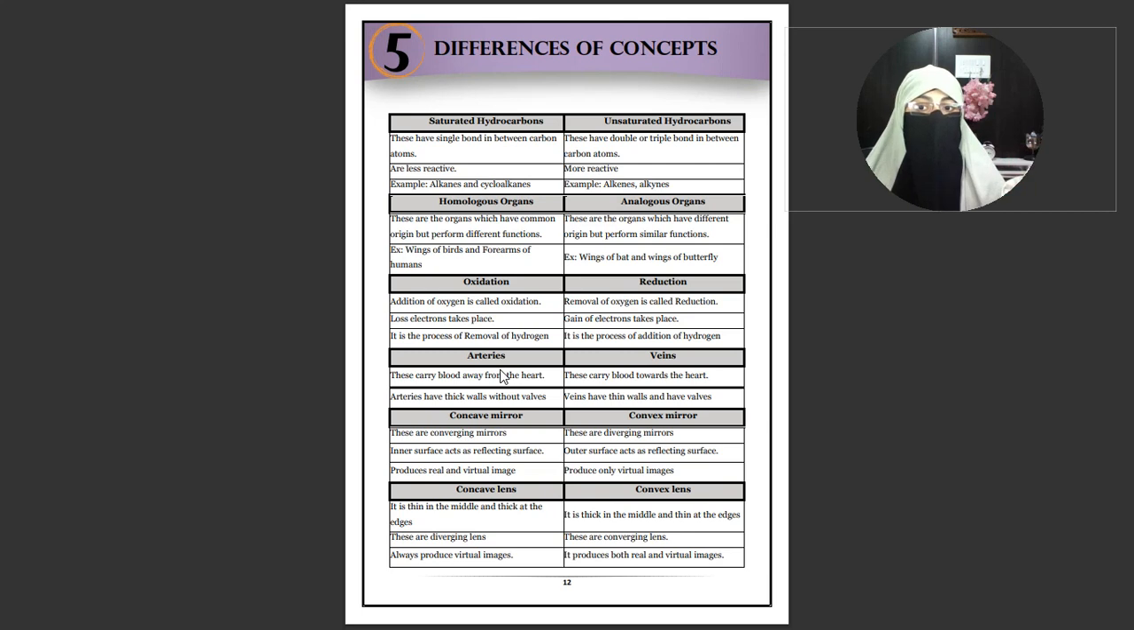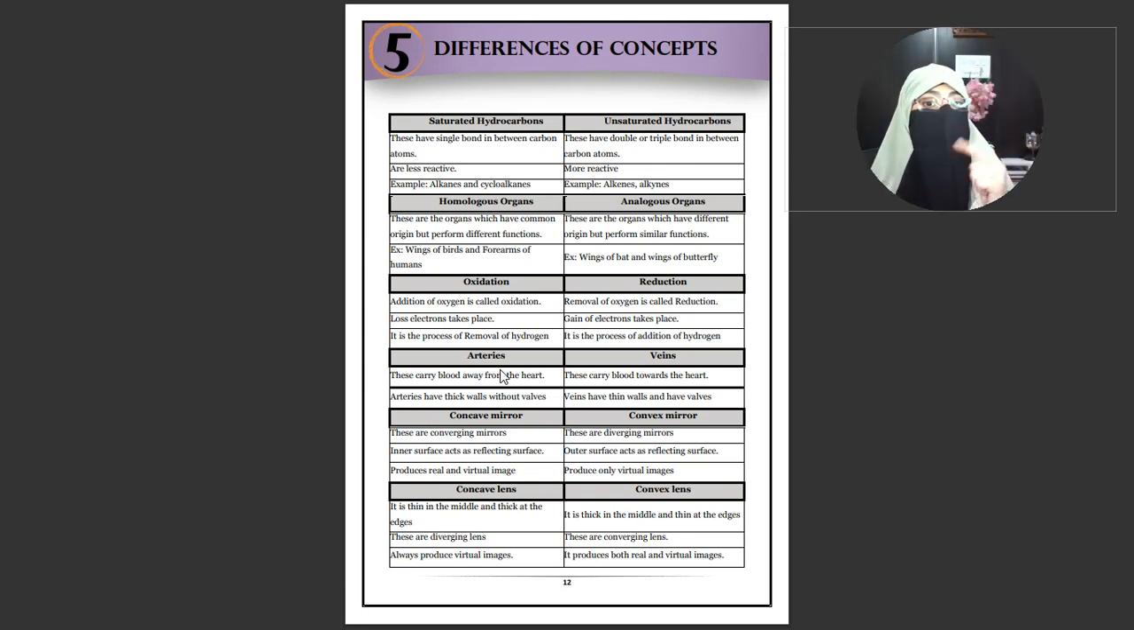And the inner surface acts as a reflecting surface. Now what is this inner surface? A concave mirror is always in this way. So the inner part is the reflecting surface. That means if light rays come over here, they reflect back. So this entire part is reflecting. Okay, this is the inner surface.